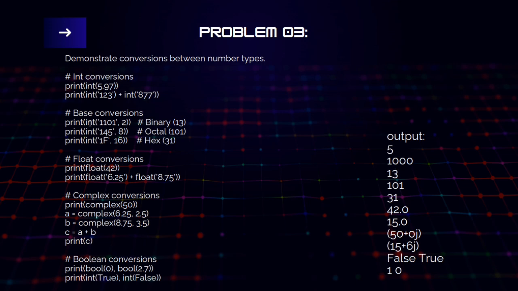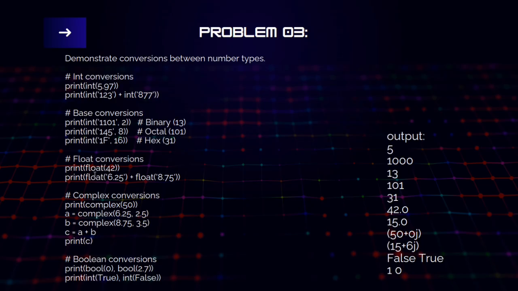Base conversions: print int 1101 and the base is 2. The output will be 13. Print int 145 and the base is 8, which will give the output 101. Print int 1f and the base is 16, which will give the output 31.